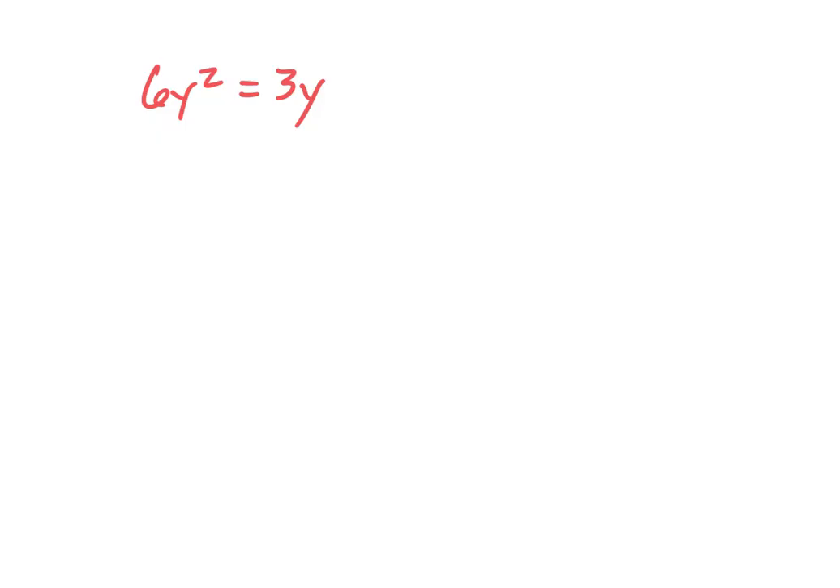Okay, 6y squared equals 3y. If it is not set equal to 0, that's got to be our first step today. All the ones that we've done up to this point were already set equal to 0, so we didn't have anything that we needed to do. This one is not set equal to 0, so that's got to be our first step, okay? We're going to subtract 3y.